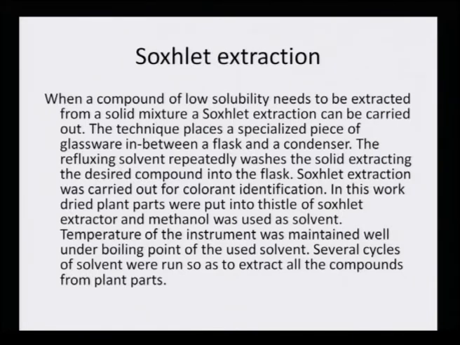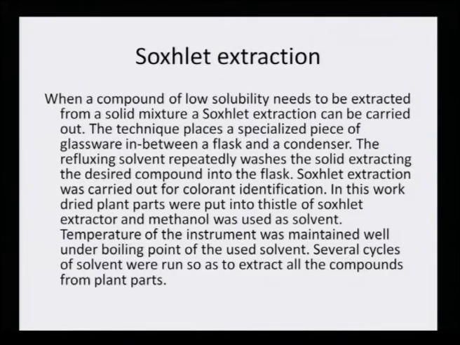Soxhlet extraction was carried out for colorant identification. In this work, dried plant parts were put into the thimble of the Soxhlet extractor and methanol was used as a solvent. The temperature of the instrument was maintained well under the boiling point of the solvent. Several cycles of solvents were run so as to extract all the compounds from the plant parts.